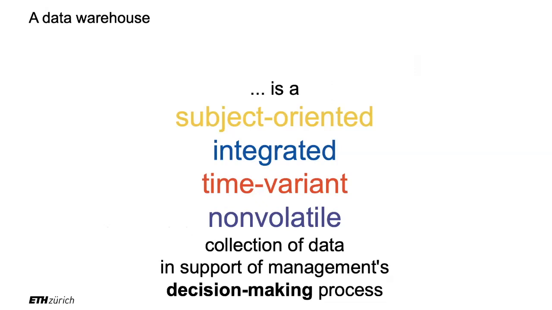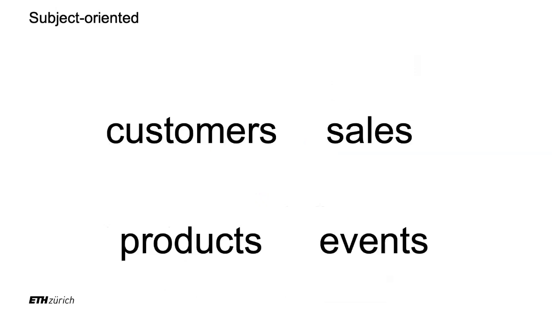And there are four characteristics of a data warehouse that you use. So it's a subject-oriented, integrated, time-variant, non-volatile collection of data. But I'm going to go through the four, right? All with the goal of making decisions. Subject-oriented means that typically when you have a data warehouse, you have a very specific goal in mind.